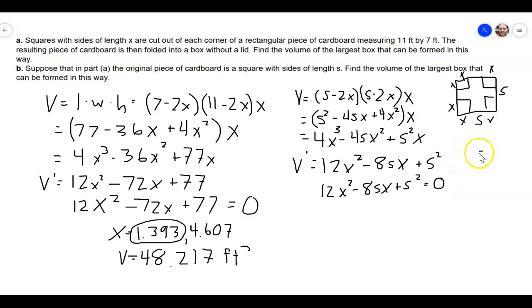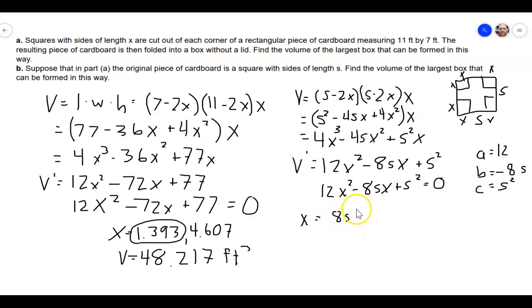And now I'm going to do my a, b, and c, because I'm going to go ahead and do the quadratic formula. So my a is just the coefficient in front of my x squared, which is 12. My b is equal to negative 8s. And my c is just going to be s squared. All right, so now it's really just kind of going through and figuring this out, right? So this is negative b. So my x answers are going to be equal to negative b. So it's negative 8s.